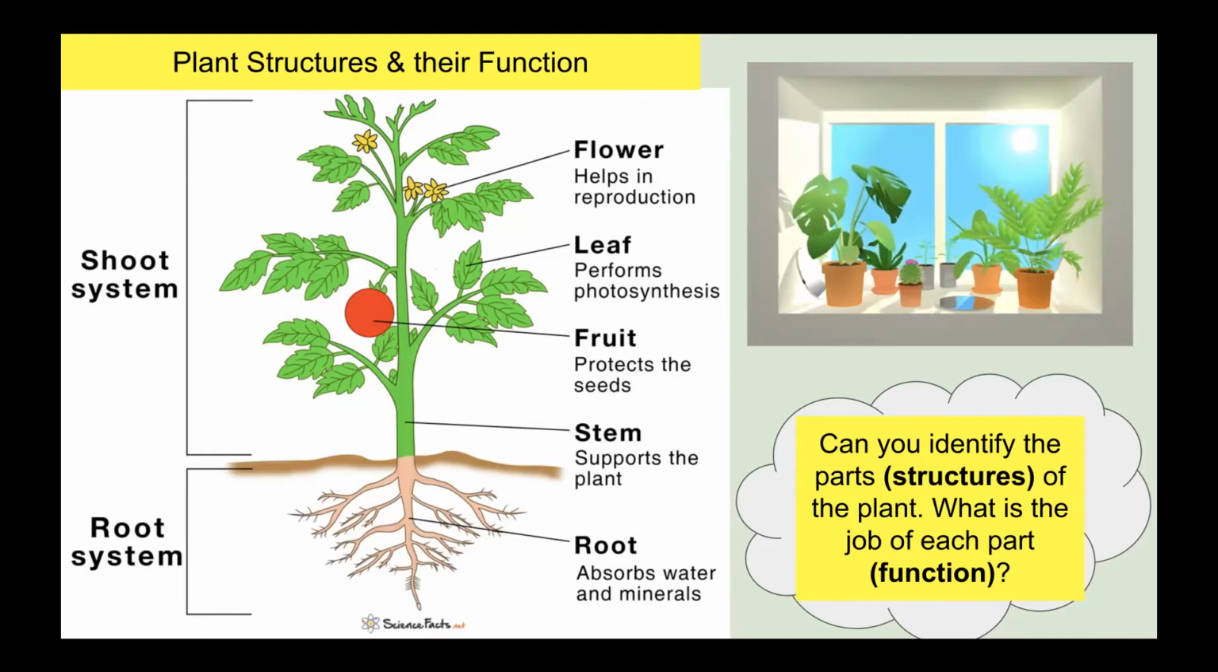We also see that we have those leaves. The leaves are very important. Their job or function is to take in that sunlight, and they're using sunlight, air, and water to perform photosynthesis. And photosynthesis is the process by which plants are able to make their own food using the sun, water, and air. So the leaves are important, they make the food.